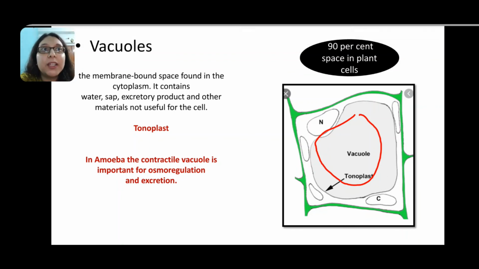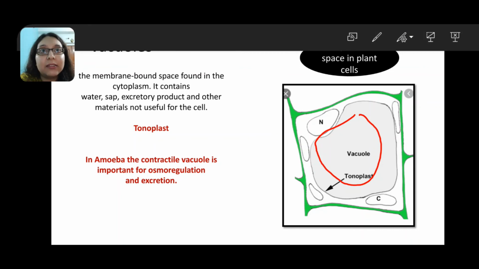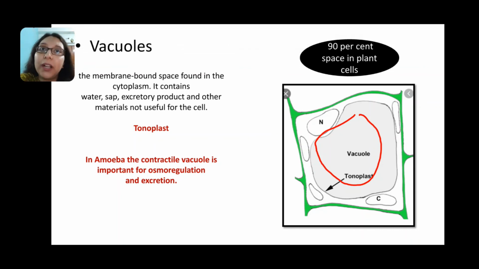So, a question comes up: what is tonoplast? Tonoplast is the membrane or the covering of the central vacuole. Just remember that in amoeba, we have a contractile vacuole. This contractile vacuole helps in osmoregulation and excretion.